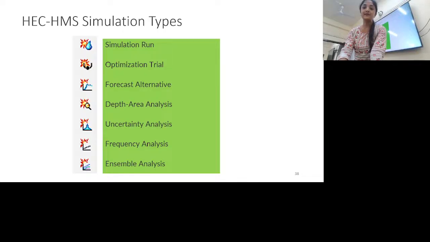Then HEC HMS simulation types, there are different simulations. If I am going to explain it, it will be quite monotonous. So I will not explain everything. But these are some HEC HMS simulation types, like simulation run. Basically the simplest one is your simulation run, and we will be using simulation run. And for calibration purpose, we will be using the optimization trial. So these are different methods.